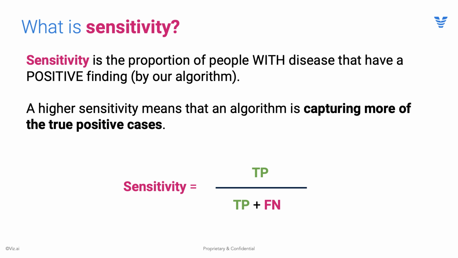The proportion of people with a disease that have a positive algorithm finding. A higher sensitivity means we're finding more of those patients. A lower sensitivity means we're finding fewer of those patients. And the calculation for sensitivity is actually quite simple. It is the true positives divided by the true positives plus the false negatives. It sounds a little bit confusing when I start using the terminology of true positive, false negative. But just understand that the bottom line is all patients with disease. So the number of true positives divided by all patients with disease, in essence.